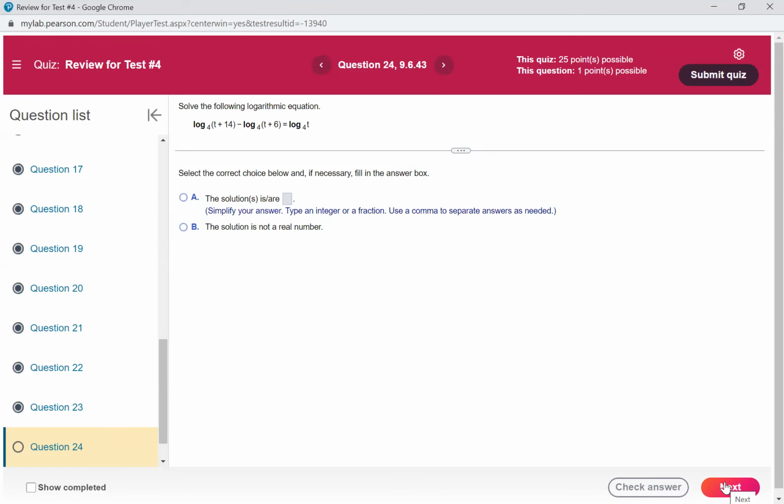All righty, log base 4 of t plus 14 minus a log base 4 of t plus 6 equals a log base 4 of a t. So we'll be similar, but I'm sure the numbers are going to be off.